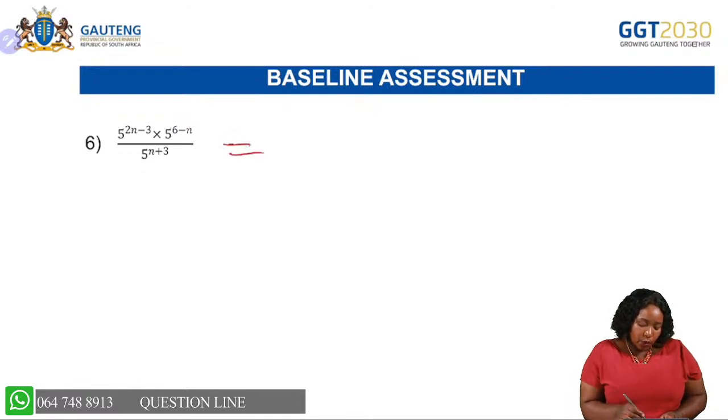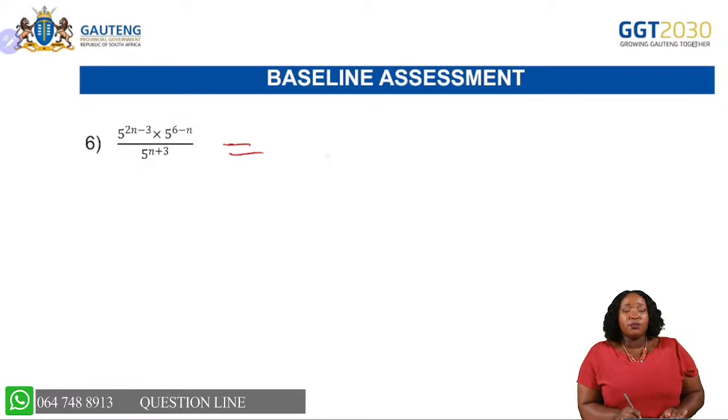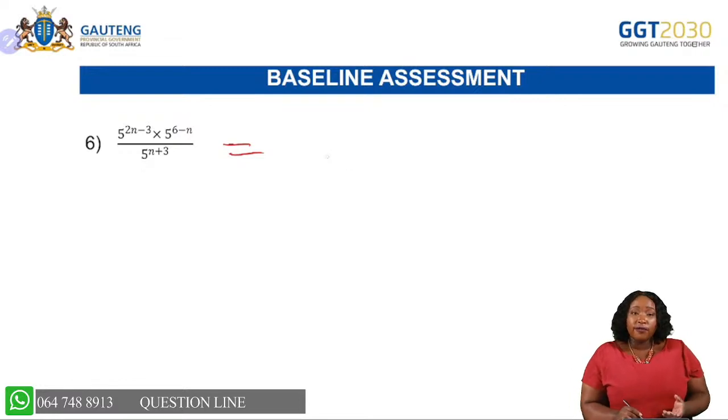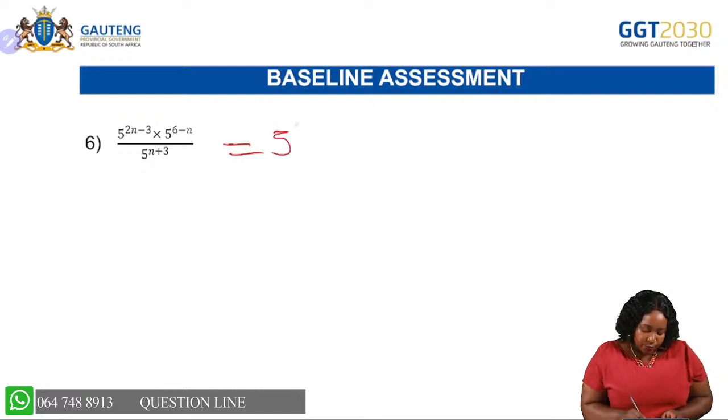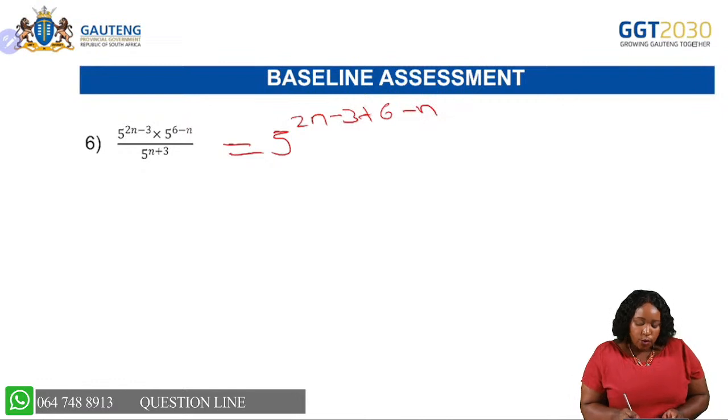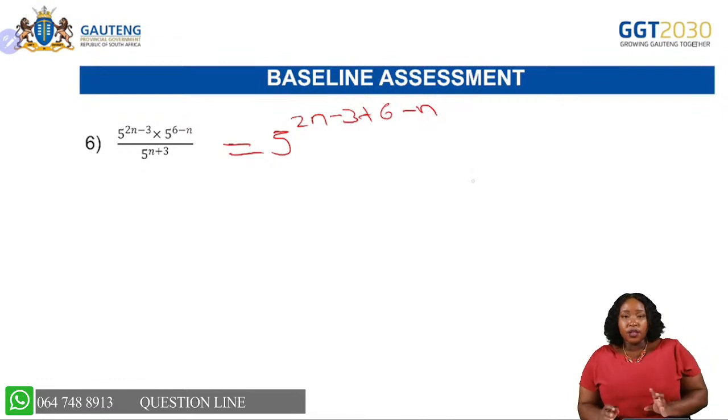Now let's look at our numerator. Here we have 5 to the 2n minus 3 times 5 to the 6 minus n, right? So this means that because we are multiplying powers with the same base, we have to add the exponents. So we say 5 to the 2n minus 3 plus 6 minus n, right? You can use a bracket here. Multiplying the positive and the negative will still give you a negative.